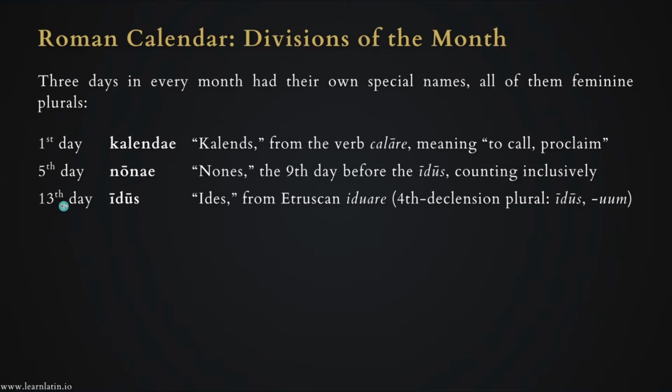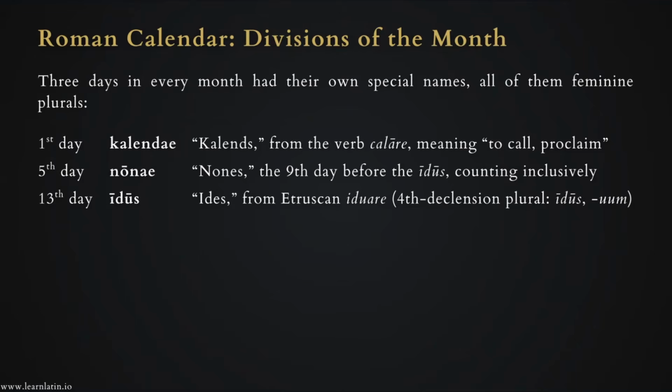Idus, that's the 13th day. Ides. Maybe from the Etruscan iduare, which means maybe to divide. Why do people believe this is the etymology? Because the idus divide the months into 2 roughly equal parts. Okay, so the idus were supposed to be the middle of the month. So that's why people think, well, maybe from the Etruscan iduare, to divide. But again, this is just a theory. People are not sure why it's called idus.